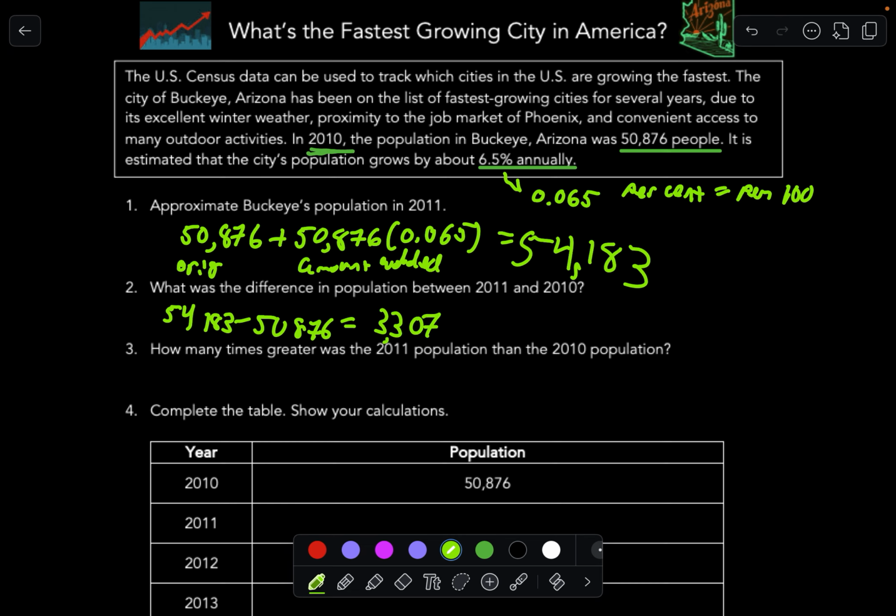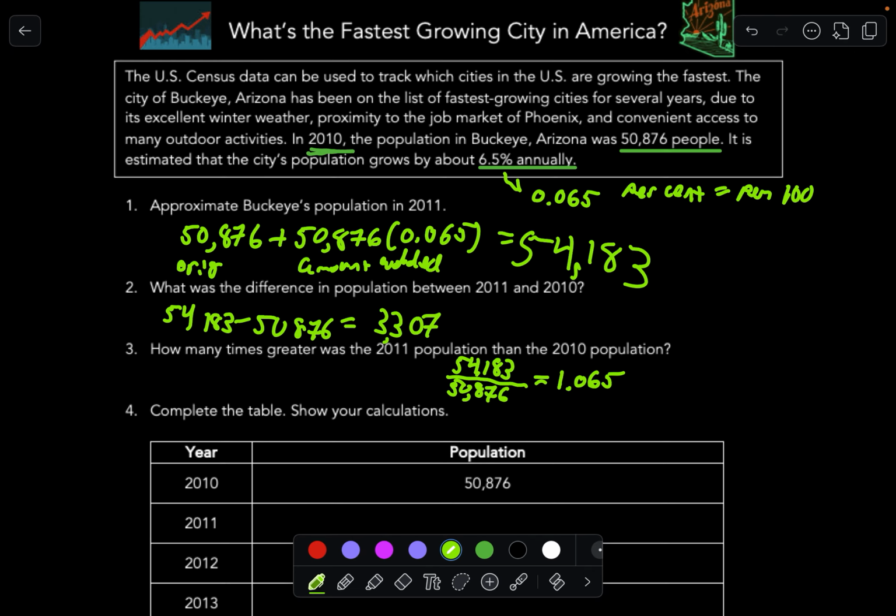How many times greater was the 2011 population than the 2010 population? All right, so what we would do is take the 54,183, that's the 2011 population, and divide it by the 2010 population of 50,876. And that gives us, if you do the calculation, 1.065.